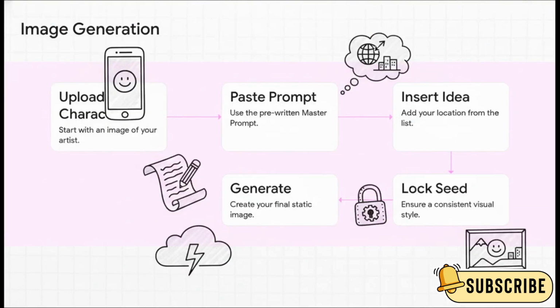So here's how that works in practice. You start with a picture of your character. You paste in that big master prompt, then you pop your location idea into the blank spot. Now, this next bit is super important. You lock the seed in the AI tool.